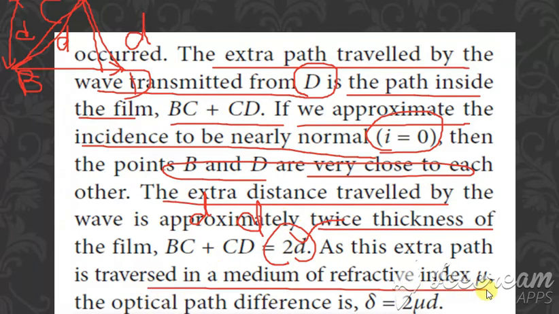Next is the refractive index. If you are considering it as mu, then the path difference is given by the refractive index into this distance. So 2 mu into d. This gives your path difference. Okay, so delta is equal to 2 mu d.